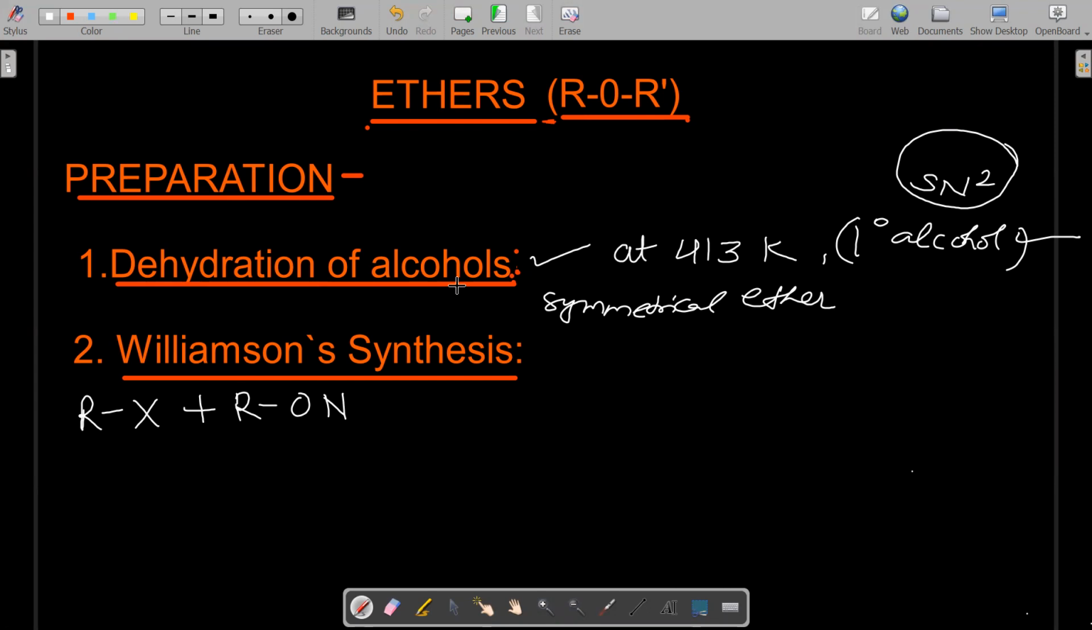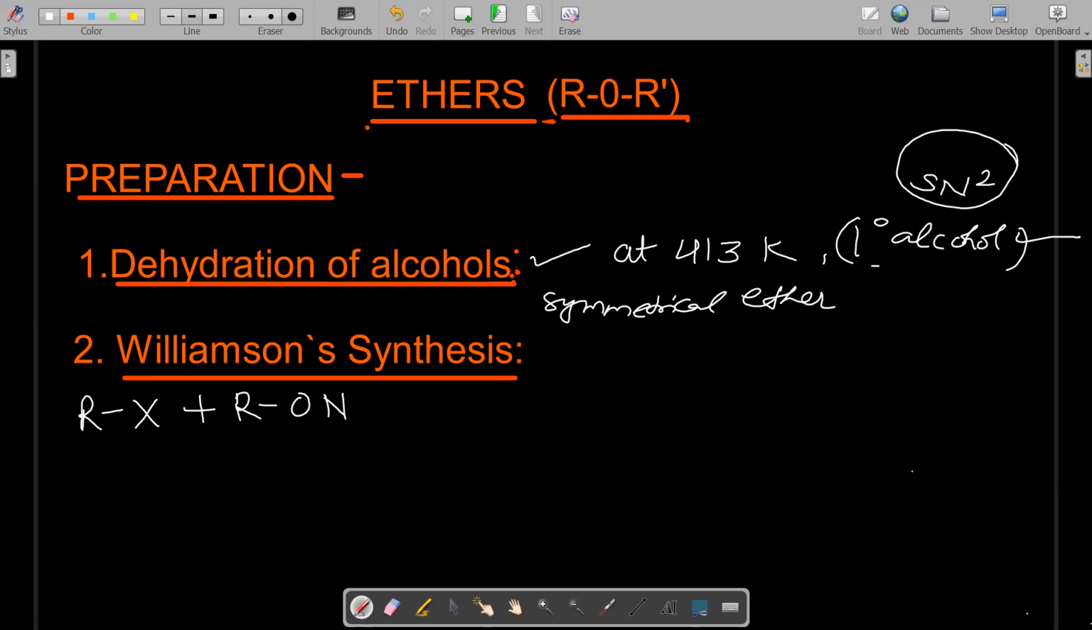So first is the dehydration of alcohol, which we have already discussed during the chemical properties of alcohols. In that we discussed that only primary alcohol can form ether at low temperature, that is 413 Kelvin. Why only 1 degree alcohol? Because it is an SN2 mechanism. And the tertiary alcohol undergoes SN1 mechanism and beta elimination, that is E1 mechanism, and so alkene will form.